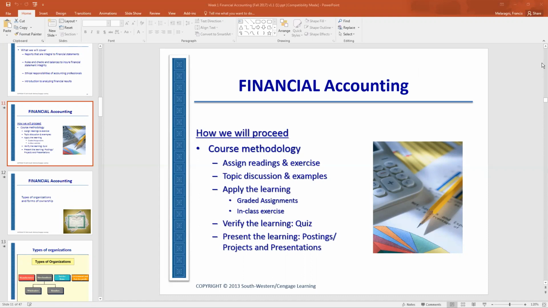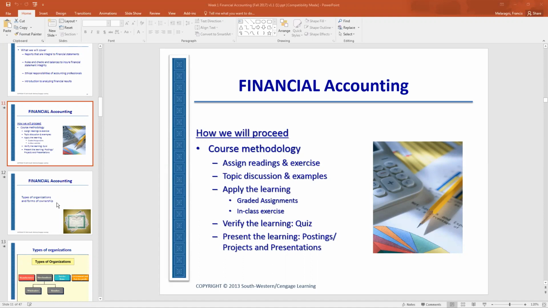the process of where we cover a concept and then we apply it through a variety of techniques. We'll apply it through graded assignments, we'll apply it through in-class exercises, and then there'll be quizzes, and then you'll get a chance to present the learnings. And then we'll start over again with the concept, assignments, quiz, etc. So I'm hoping that through this process that you'll get a chance to do a lot of hands-on. And I think that's really important in a financial accounting course.